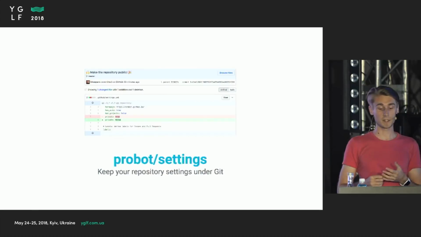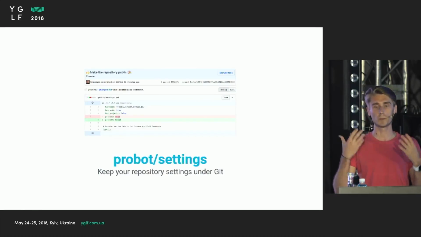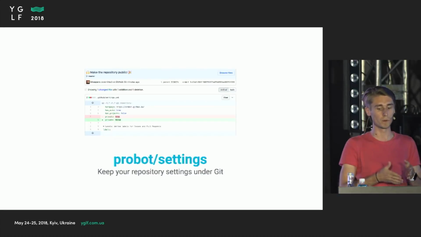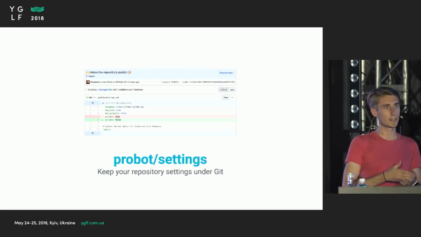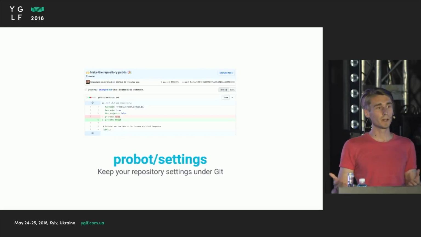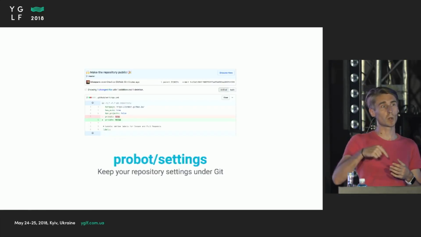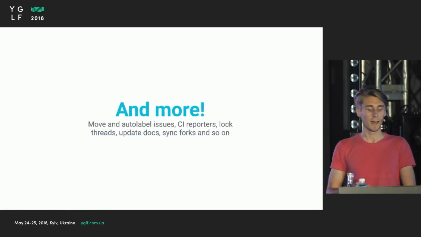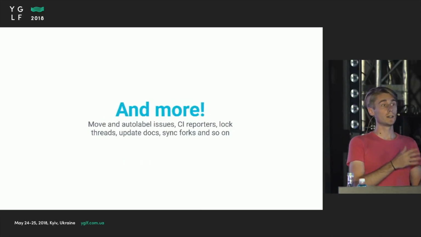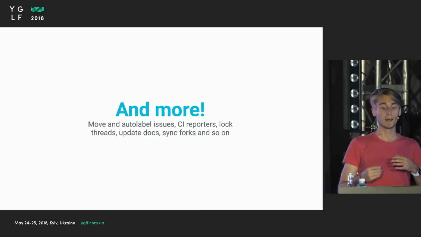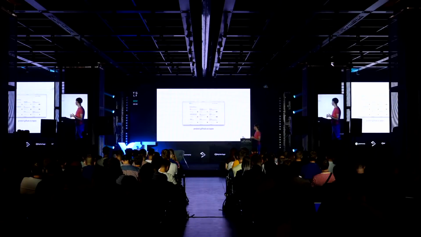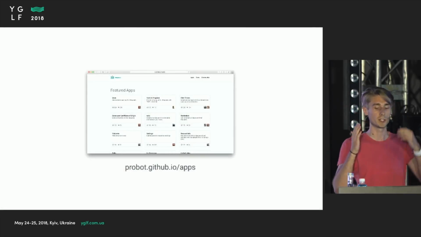Another example is the settings bot. This bot allows you to keep your repository settings inside your repo, inside a settings.yml file in the .github folder. And this opens up the ability for your contributors to make a pull request to the settings of your repository. And even more, actually, you can move issues between different repositories, auto-label them, get rich CI reports, lock threads, require updating docs, sync forks between fork and upstream, and more. You can check out more awesome bots on probot.github.io/apps.